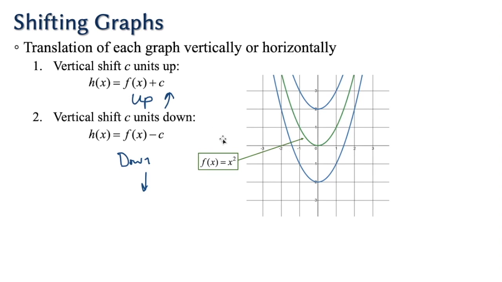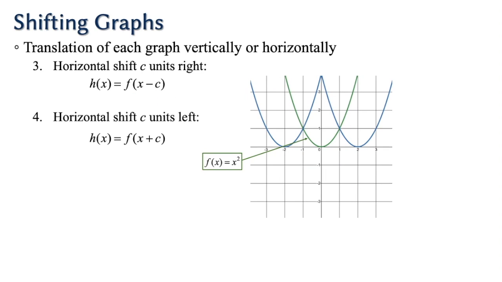Okay, so just to be clear, when I look at this graph, f of x equals x squared, the green graph is that parent graph that we of course have memorized. So by adding or subtracting a number to the outside, again, that changes the y values and moves the graph either up if you're adding or down if you're subtracting.